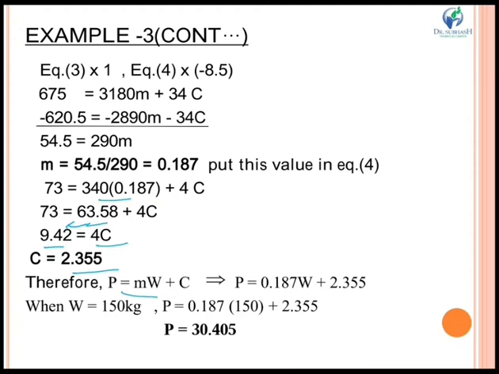Now I'll put this value of M and C in P equal to MW plus C. So I get P equal to 0.187W plus 2.355. So this is my required answer. Now I need to find the value when W equal to 150 kg. So P equal to 0.187 into 150 plus 2.355. On solving this, I get the value of P equal to 30.405 for W at 150 kg.